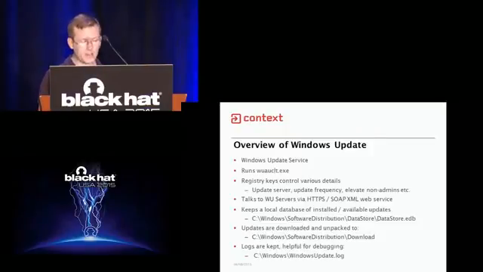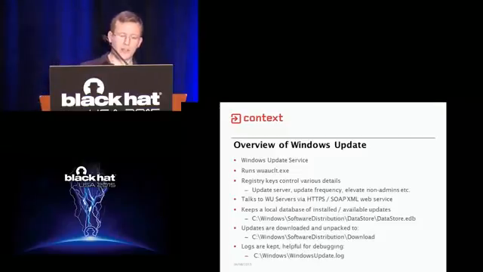There's a local database that keeps track of what updates you've installed and so on, and there's the C:\Windows\SoftwareDistribution folder. That's where a lot of the stuff happens, so updates get downloaded and extracted there and so on. And also, if you're doing research in this area, the WindowsUpdate.log is really useful because it shows you what's going on in the background. So these are the kinds of things that we were looking at to start with.